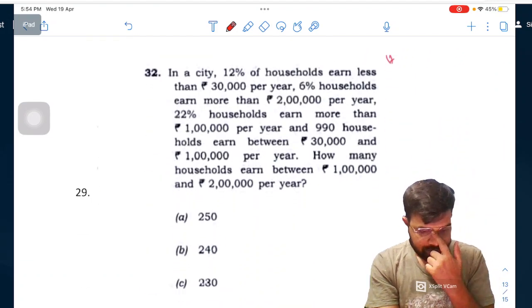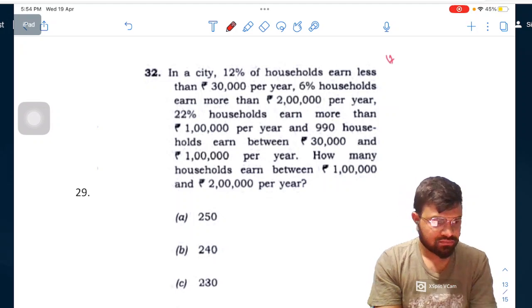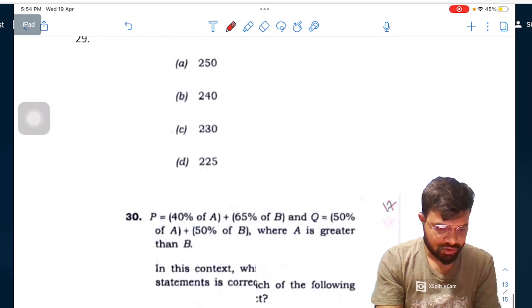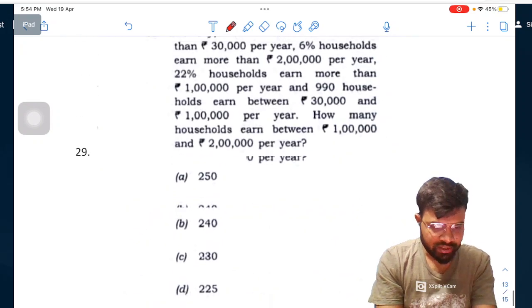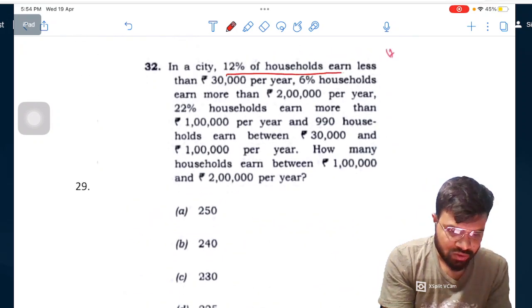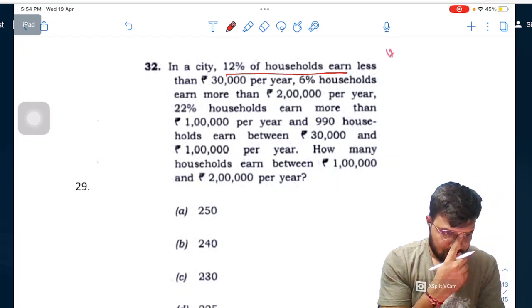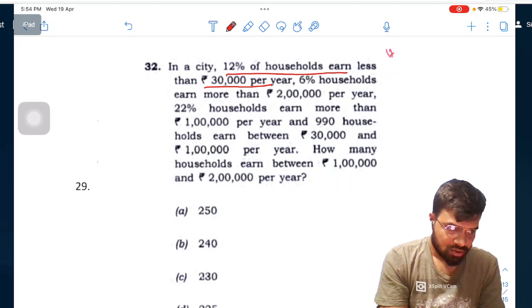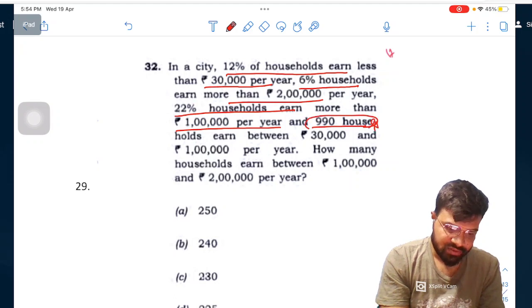Now this is question number 29. In a city, 12% of households earn less than 30,000 per year. 6% of households earn more than 2 lakh per year. 22% of households earn more than 1 lakh per year. 990 households, this is a number that is given, earn between 30,000 and 1 lakh.